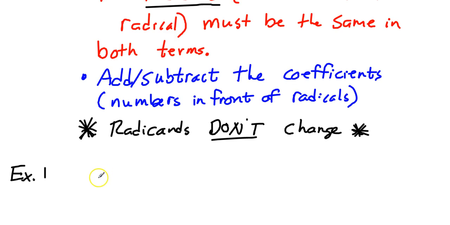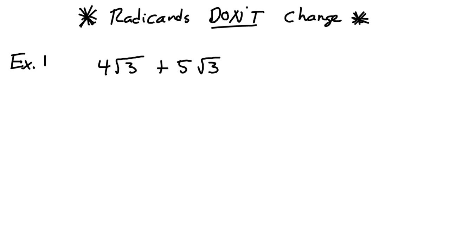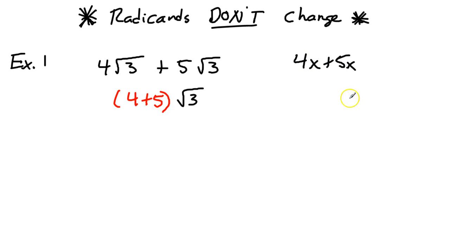But, okay, so let's say you've got 4 square root of 3 plus 5 square root of 3. Okay, first thing is radicands are the same. They're both square root of 3s. So then what you're going to do is you're going to take whatever the numbers are in front, and it's almost like a separate problem. You're going to do 4 plus 5, and then the square root of 3 is just kind of behind it there. It's basically like doing 4x plus 5x. You know, if you did 4x plus 5x, that would be 9x.